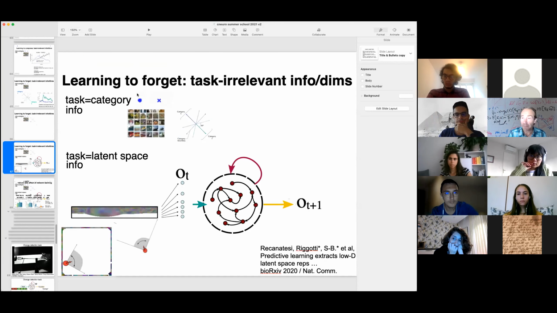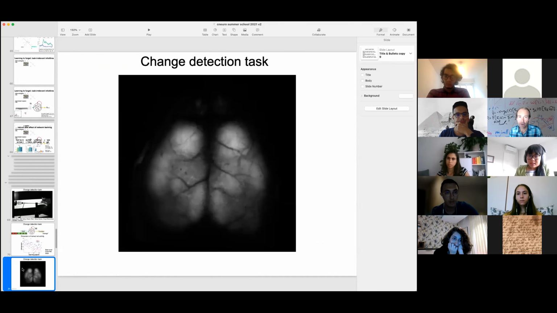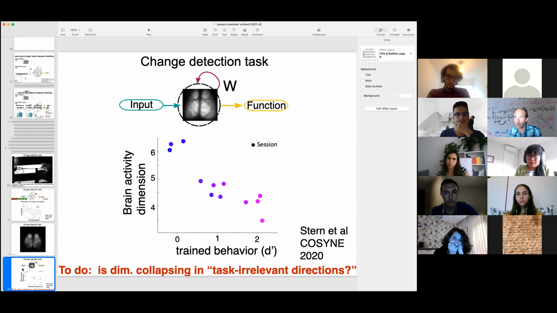Sorry. Yeah, I was wondering, when you say that there's probably changes throughout time for the animal, what kind of time scales are we talking about? Like how many trials, hours? Yeah, these are days. So this is not much data, right?